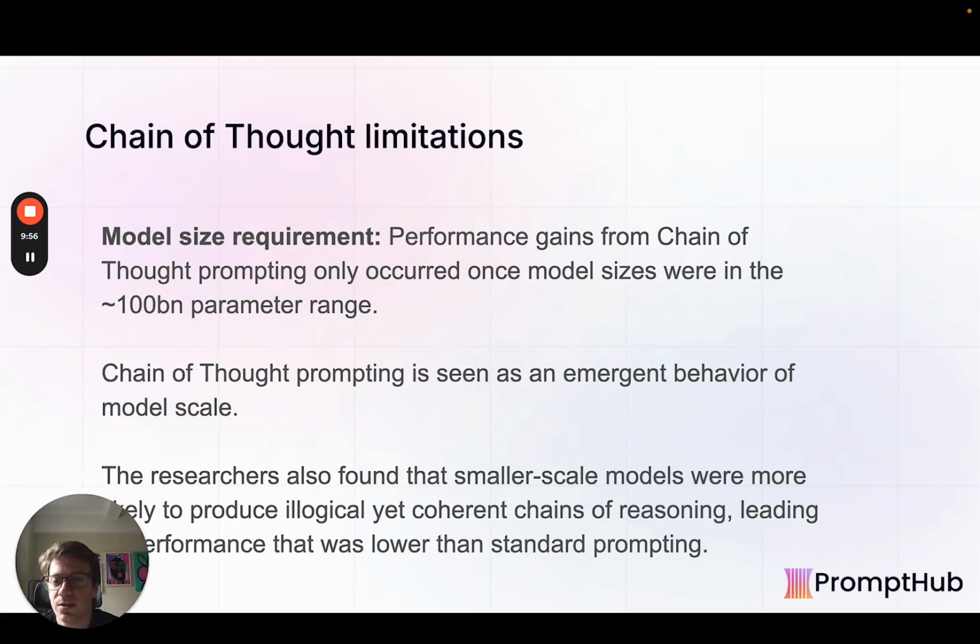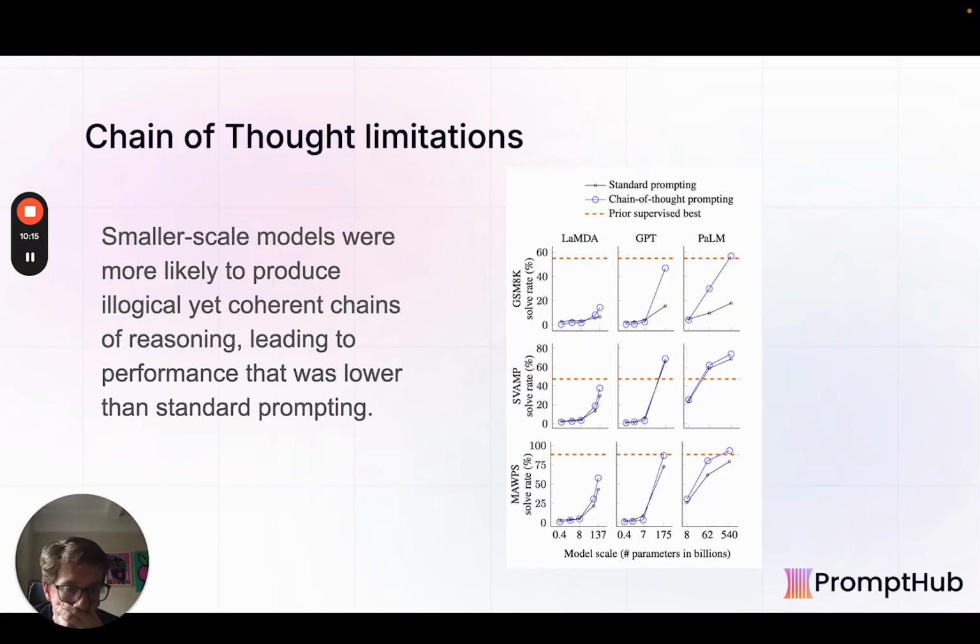In terms of limitations, the original paper found that the performance gains from chain of thought only occurred once the models were pretty big, like in the 100 billion parameter range. The smaller scale ones produced coherent sounding reasoning chains that were actually wrong and led to poorer performance than standard prompting. You can see that over here in their chart. These really big spikes occur once the number of parameters hits 100 essentially. Maybe this has changed, I'm not sure.